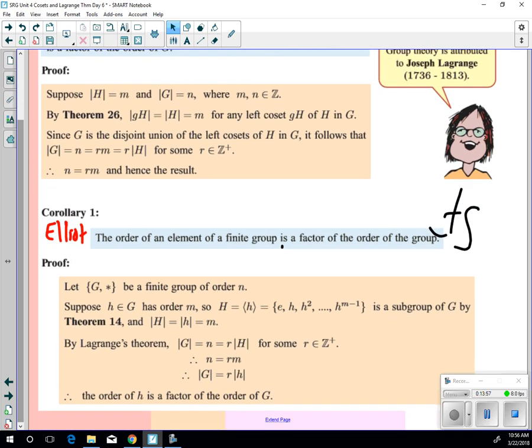So this is a corollary for the Lagrange theorem, and it says the order of an element of a finite group is a factor of the order of the group.